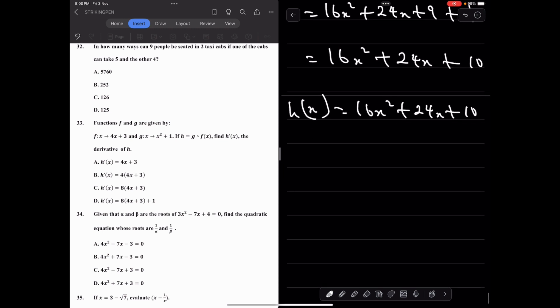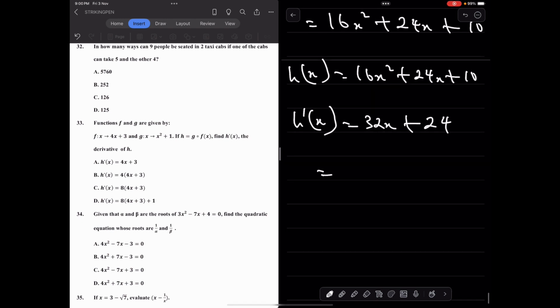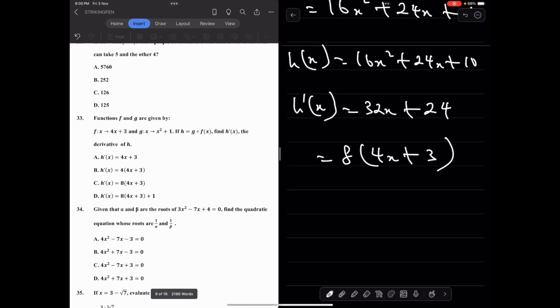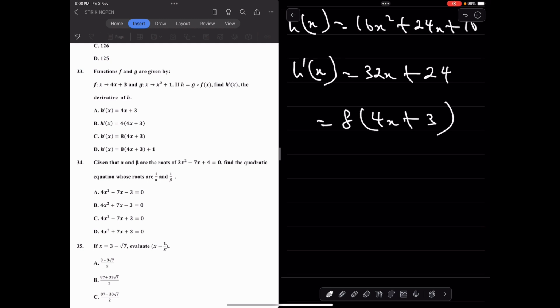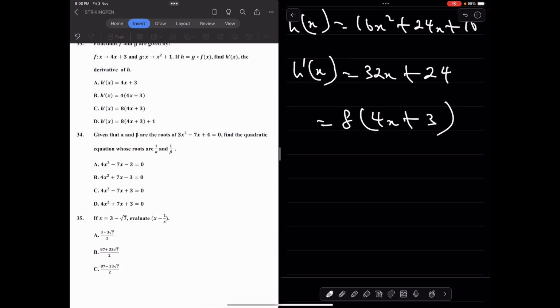And that therefore means h prime of x, which is the derivative of h of x, is going to be 32x plus 24. You can factorize if you like. That means 8 into bracket 4x plus 3. That's h prime of x, and the correct option is C. 8 into bracket 4x plus 3. And then we go straight to the next, which is number 34.